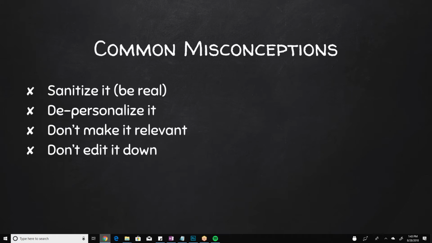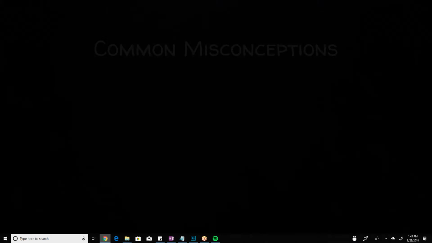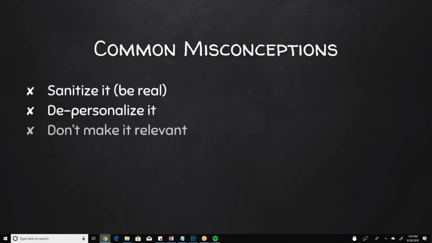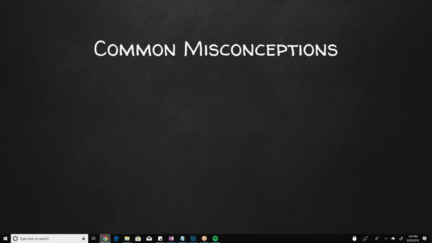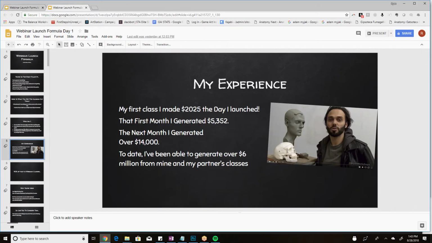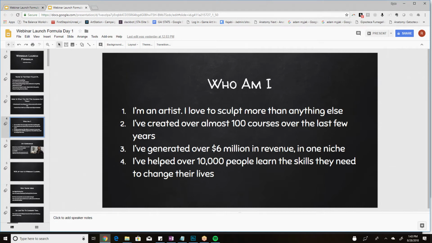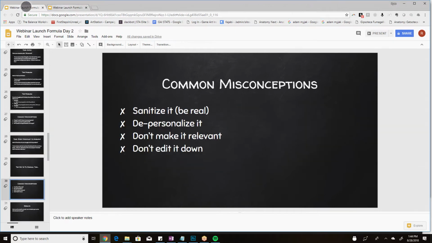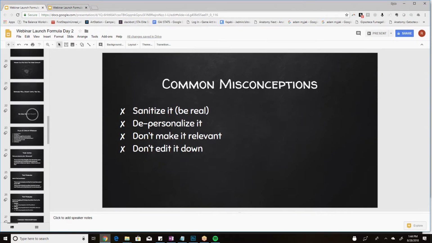And the other mistake that people make is they don't edit it down. So journal, but edit it down. Keep it simple. If nothing else, just get it down into some simple bullets, right? So you can see in my particular case, it's just 4 bullets, and that's it, right? I generated over 6 million. I've helped 10,000. I've created 100 courses. I'm an artist. I love to sculpt more than anything else. Okay, this is what I would consider a result, right? But there you go.